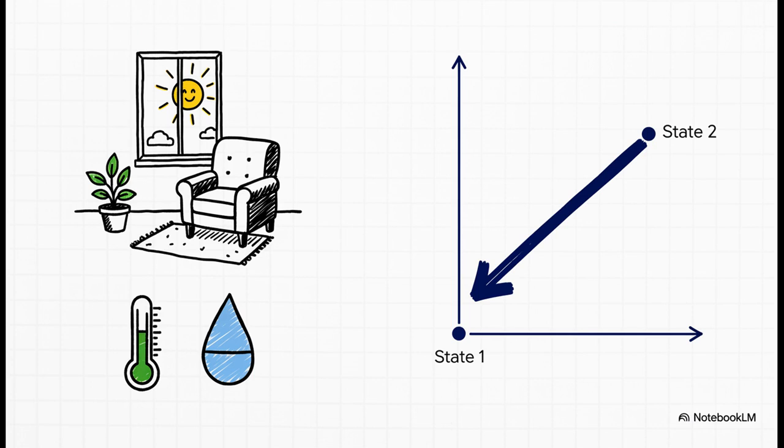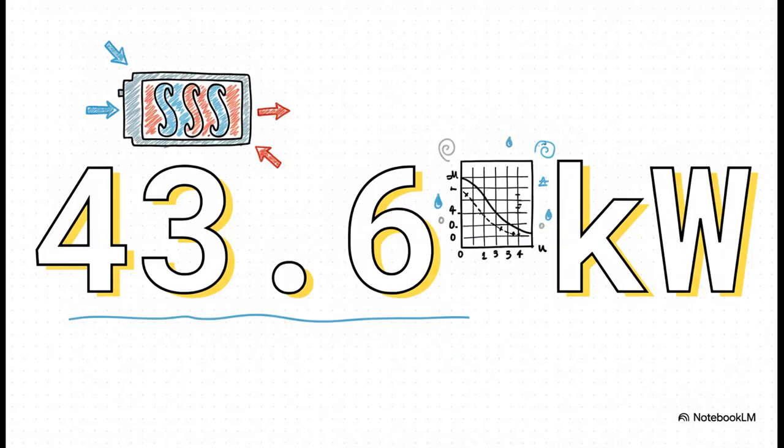Now we have our start point and we have our end point. We have our path. So now, all we have to do is read the properties for state 1 and state 2 right off the chart, plug them into our energy equation, and boom, we get our answer. The heating system needs to have a capacity of 43.6 kilowatts. That one number tells an engineer exactly what size equipment they need to get the job done.